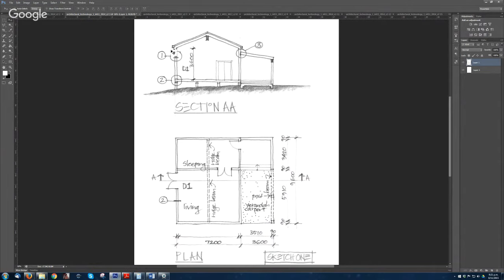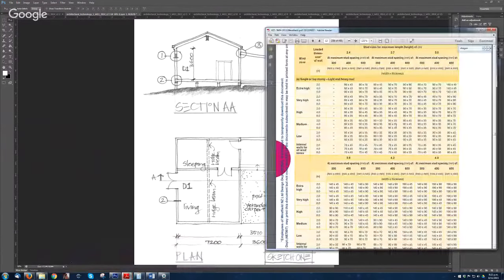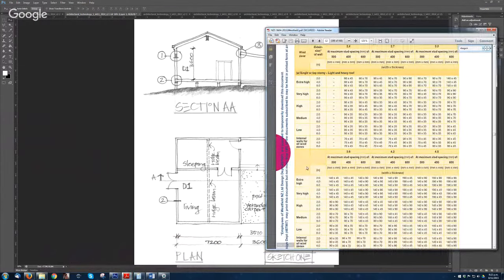And in some cases, like in this one, it doesn't have any overhang, so it's just 1.8. But sometimes you maybe have an overhang of 600, and you'll have to add that 1.8 plus 600 because it's carrying the overhang as well. But in this case, it's just 1.8. So you go here, 3.6, 1.8, and you see here there's the wind zone.